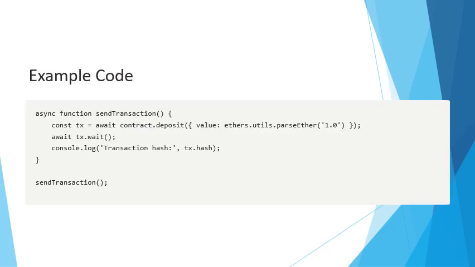So in this example, we first create an asynchronous function named sendTransaction. The first line sends a transaction to the deposit function of the contract, sending 1 Ethereum. Then the next line waits for the transaction to be mined and included in a block. Then the console.log logs the transaction hash to the console.